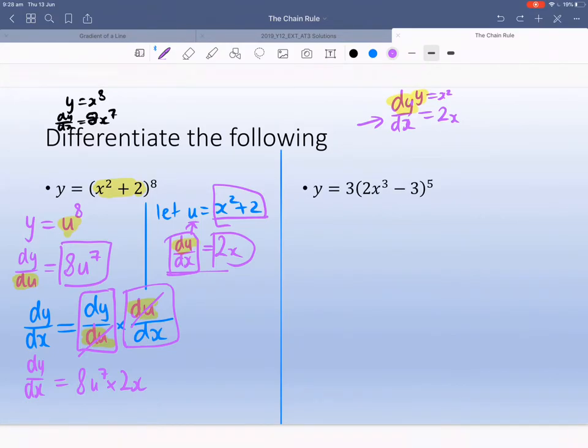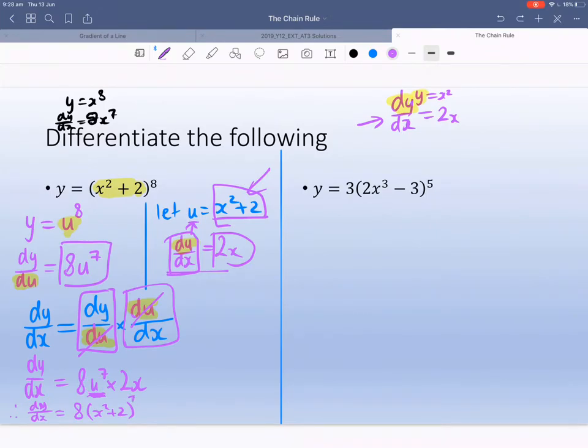Now, I'm pretty much at the answer. All I have to do is, instead of it being u, I want to use this substitution again. Therefore, dy dx equals 8 times x squared plus 2, all to the 7. So I'm substituting the u again. I'm substituting this guy.